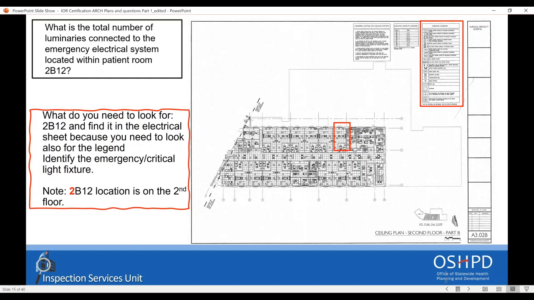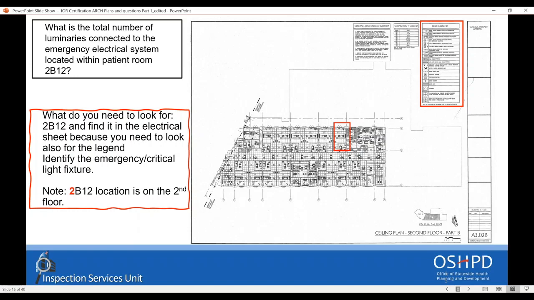The first question reads, what is the total number of luminaires connected to the emergency electrical system located within patient room 2B12? To guide you, the number 2 in 2B12 represents the floor. So you know you need to look at the second floor. And to find information, you need to look into the reflected ceiling plan, because we're talking about lights that are on the ceiling. In the second floor ceiling plan, that is where you have to go.